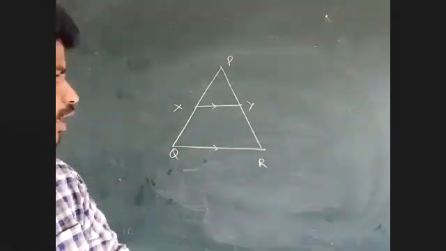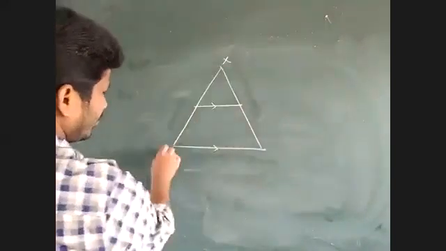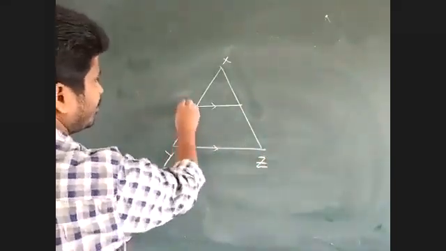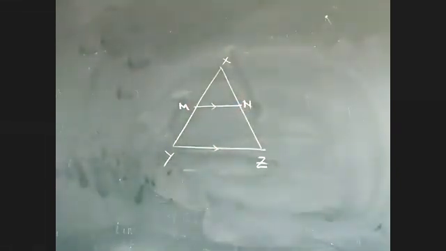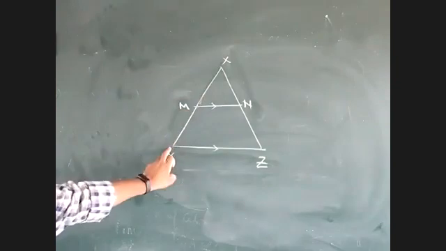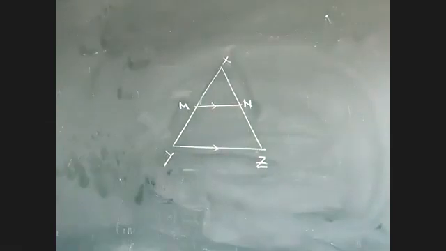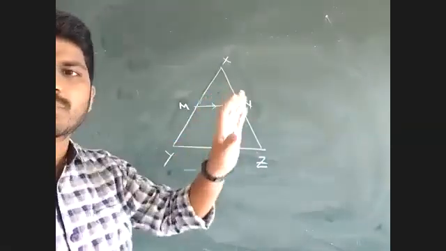In place of PQR, take X, Y, Z. MN is parallel to YZ. So tell me the basic proportionality theorem formula. XM by MY is equal to XN by NZ. Very good. XM by MY equal to XN by NZ. By using this formula, they will ask problems.